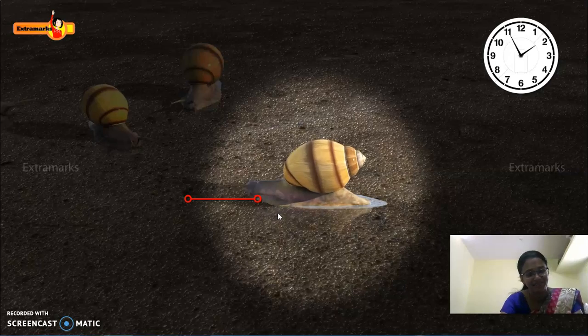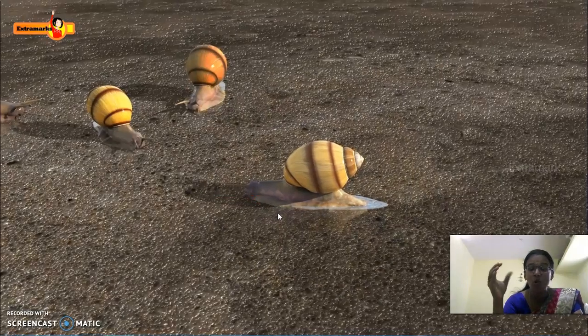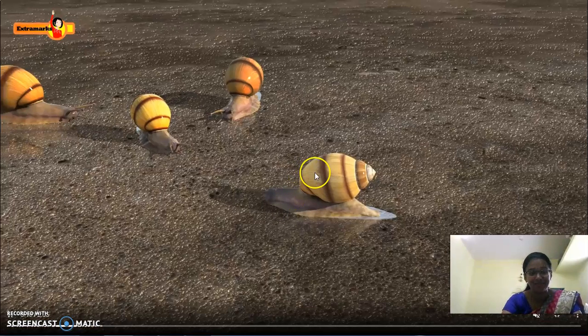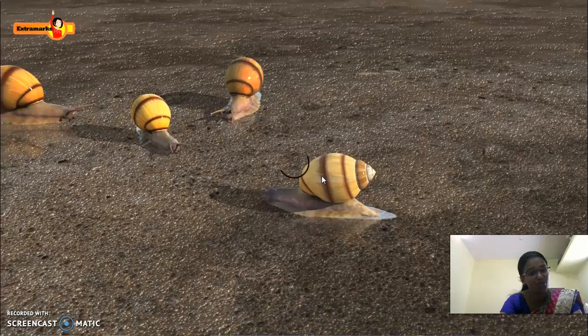Okay children, the snail has a hard covering on its back. This is a shell, but it is not made up of bone. The shell is a single unit and it does not help in moving from one place to the other. So it has to be carried along with the snail. This hard shell on its back helps in protecting it from predators.